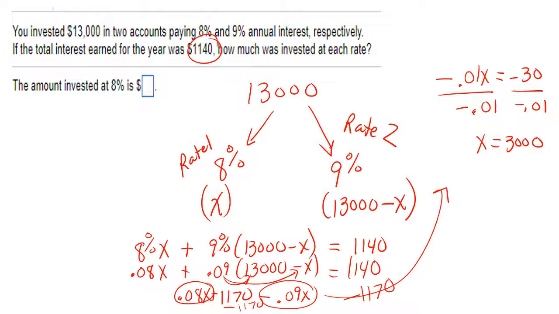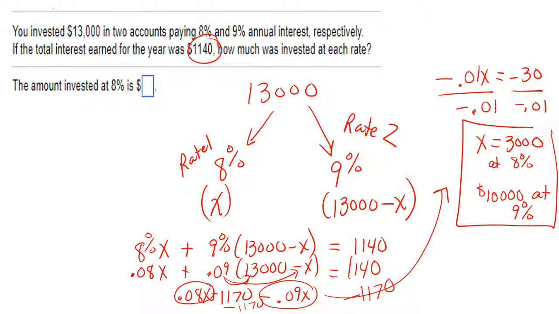Now, which bank did that come from? Bank 1 or Bank 2? If you go back to the setup, Bank 1 was the first interest rate and it was the X. So this amount was in Bank 1 at 8%. Now think about it. How much of your money then went to Bank 2? Well, you knew you had 13,000. Subtract 3,000. That leaves me $10,000 at Bank 2, and Bank 2 was paying 9%. Those are your two answers for this application.